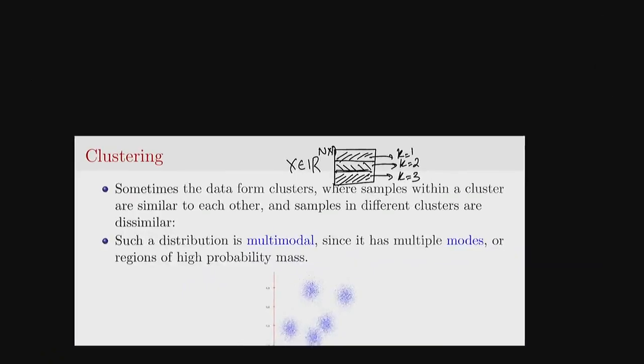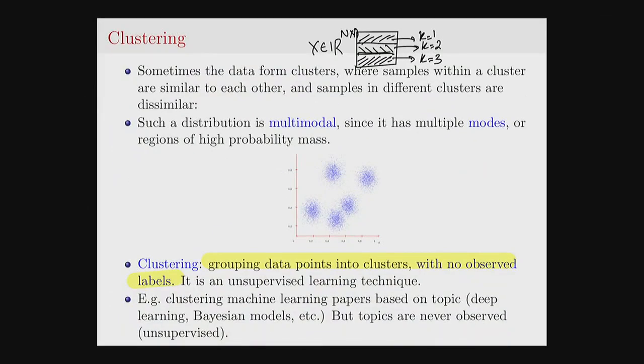That is what we're going to get as the input and the output from a clustering algorithm. Sometimes the data form these clusters where samples within a cluster are similar to each other and those in different clusters are dissimilar. We call this data coming from a distribution that is multimodal. Here the word multimodal means data that has multiple modes, in the context of a probability distribution. When a distribution has multiple different modes, it means the PDF of the distribution has these peaks.